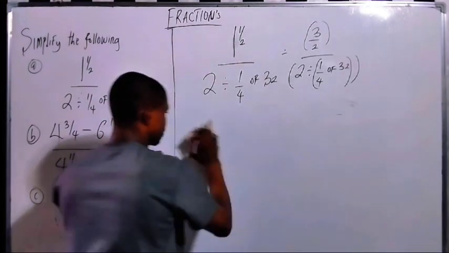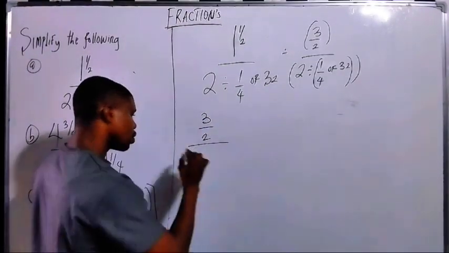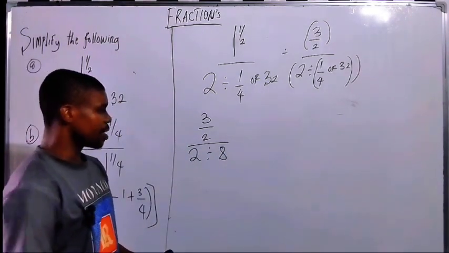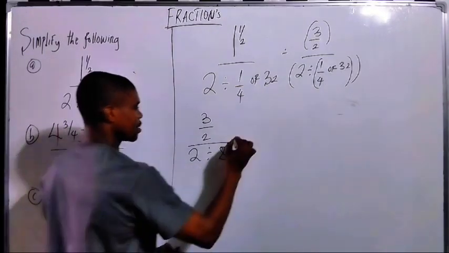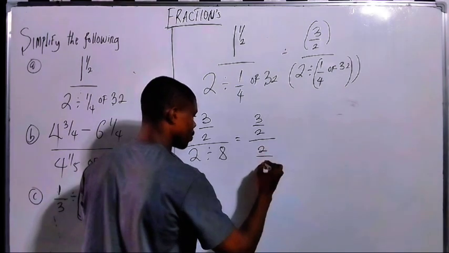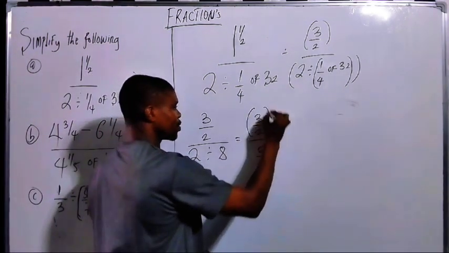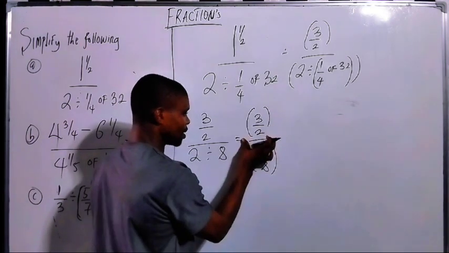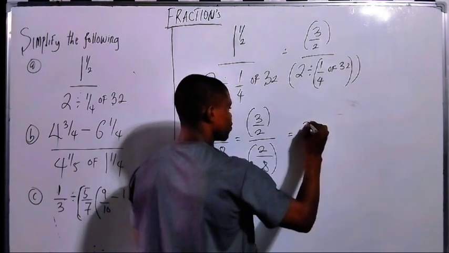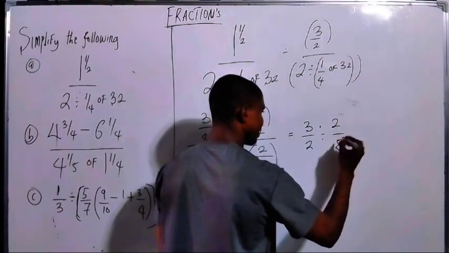So what I'm going to get here is 3 over 2 over 2 divided by 8. This one can also be written as 3 over 2 over 2 over 8. Can you see that? Remember, this is my numerator, and here is my denominator. This is division. So what I want to do here is to just write it like this: 3 over 2 divided by 2 over 8. Can you see that?